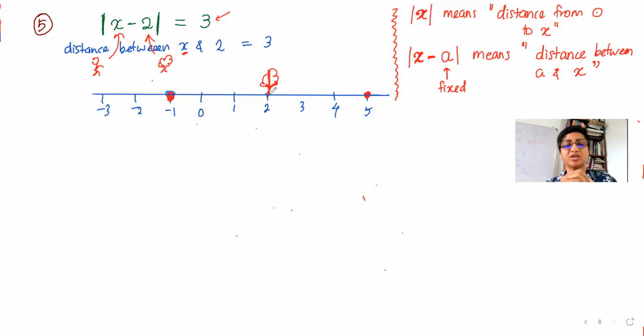From that fixed point on the number line, where can you be if the distance between that fixed point and you is 3? So just 2 points. Okay, number 6.